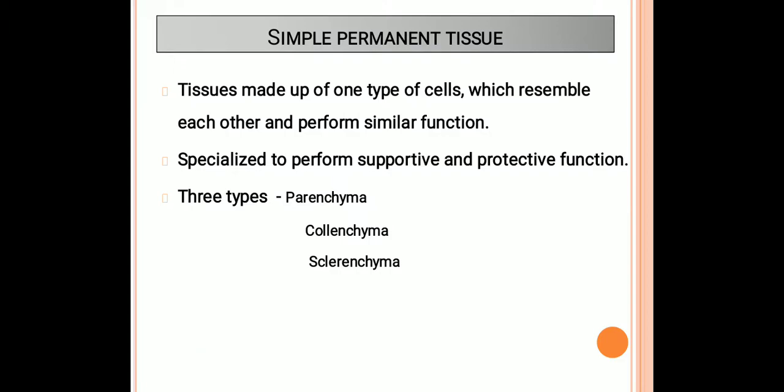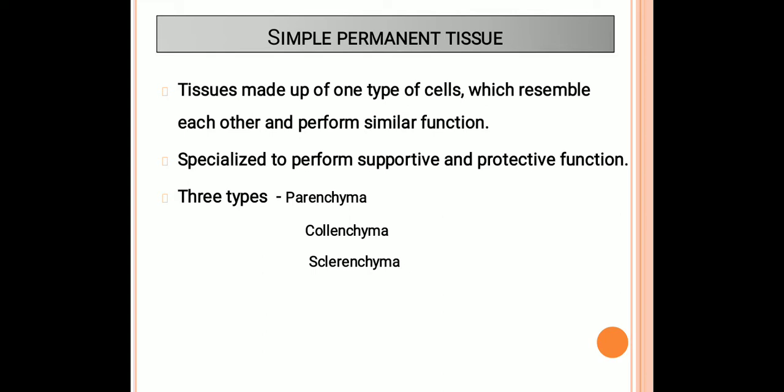Next we are going to discuss the simple permanent tissue. What is simple permanent tissue? The tissue that is made up of one type of cell. These tissues are made up of only one type of cell, which resemble each other and perform the same function. These tissues are specialized to perform supportive and protective functions.